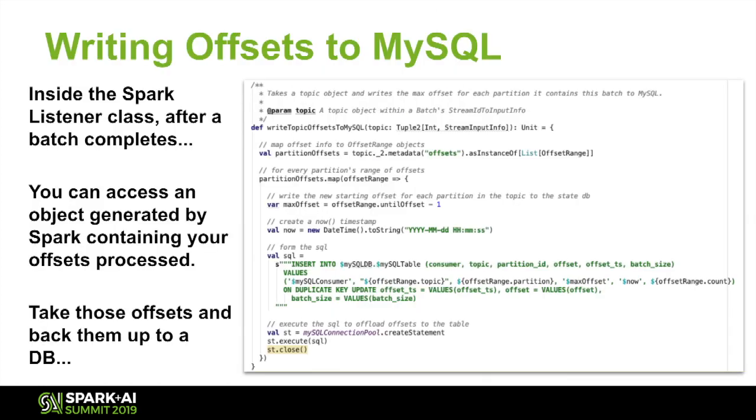Again, all this code will be up there. We'll release the slides later today, and we're going to have this up on our GitHub. So don't worry too much about it. But here's how you can write the offsets to MySQL with that convenience object. You have that topic object. You can loop through that offset range, form a SQL statement, and write it to your database.